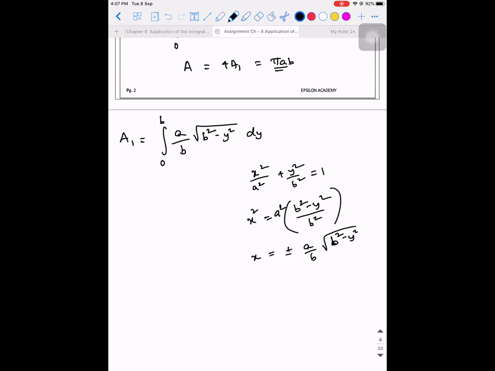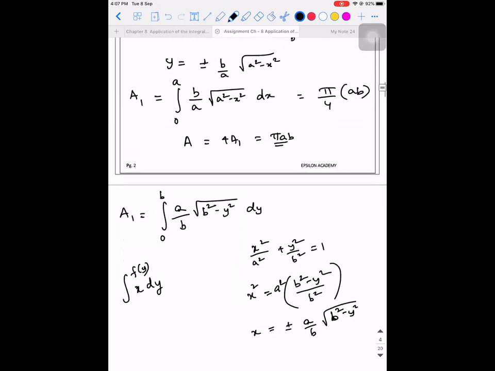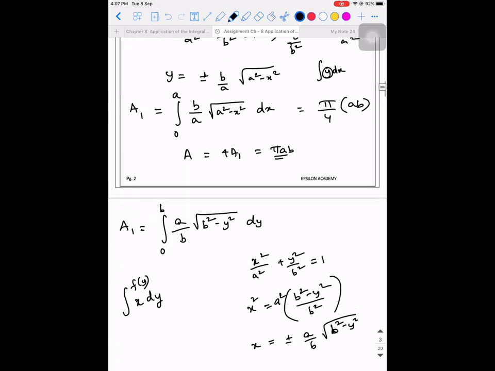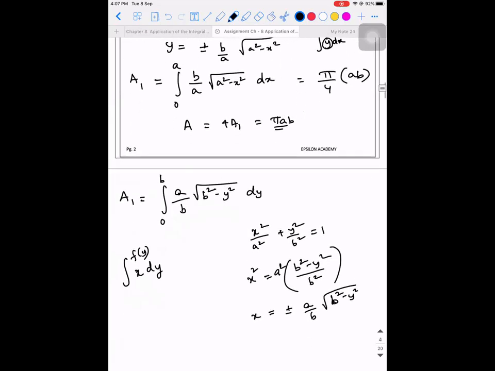So when you're doing with respect to y-axis, what are we supposed to find? We will find x, then multiply that x with dy. So with respect to y-axis, I can write it as x dy, because x is nothing but f of y. Similarly, with respect to x-axis, it will be y dx, where y is nothing but f of x. Is this clear or not?